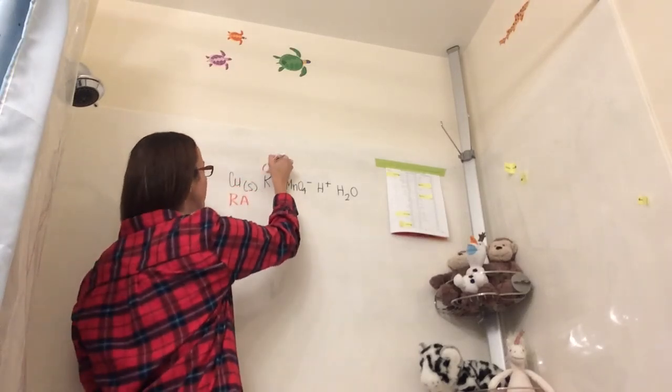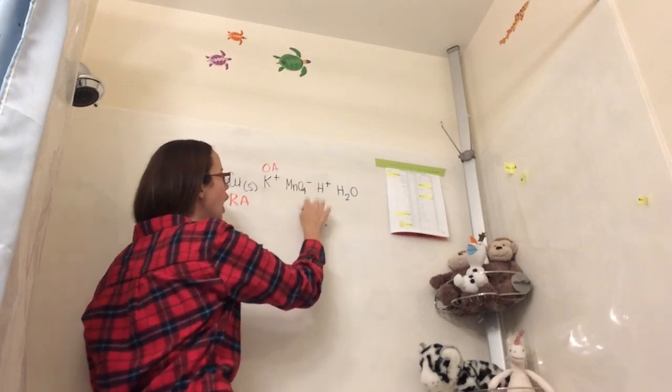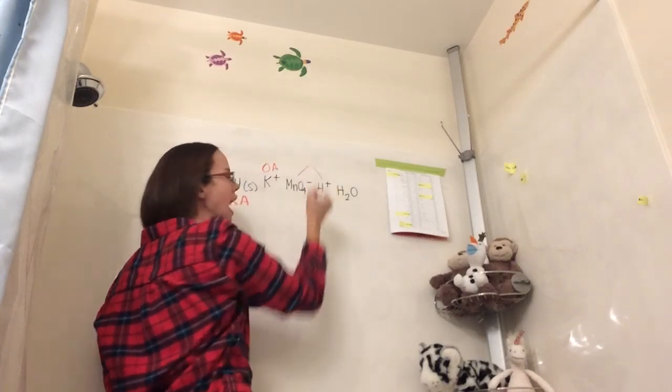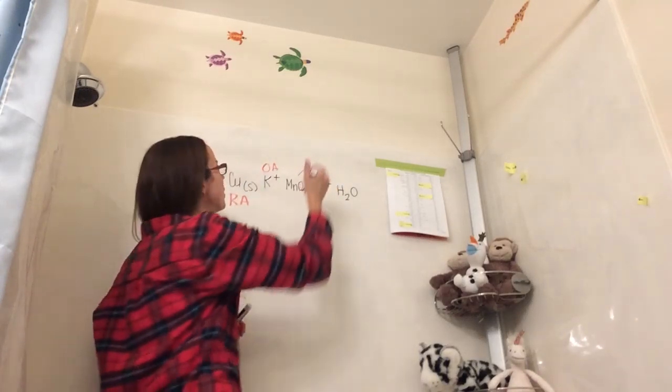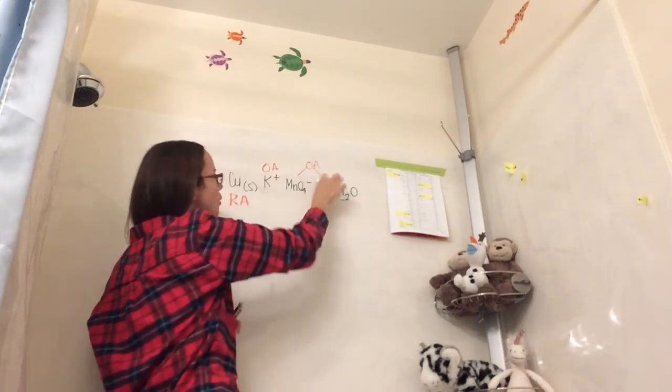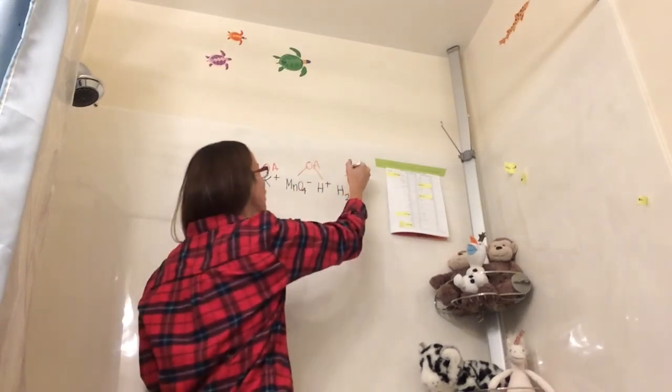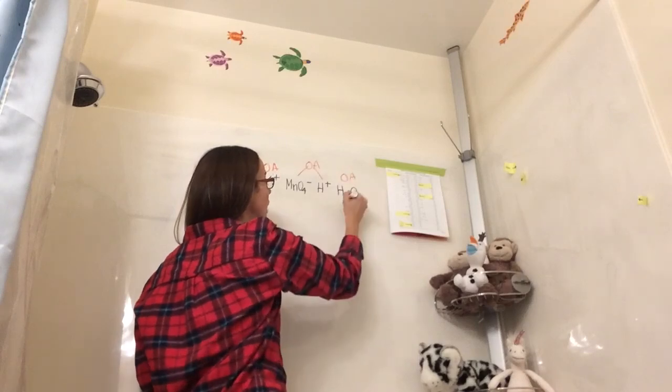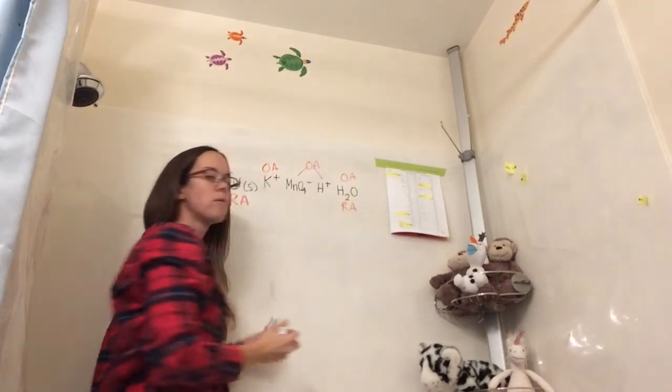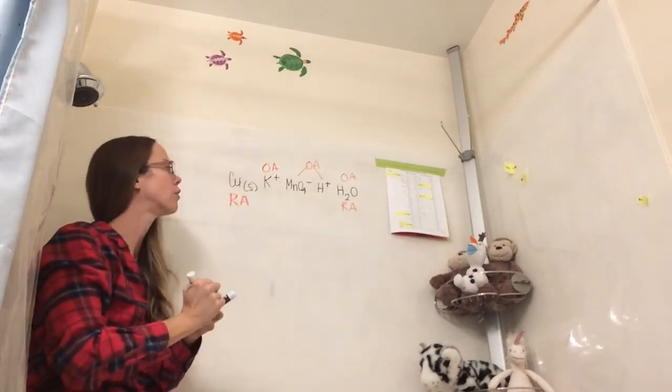Our potassium ion is an oxidizing agent. Our permanganate ion acts as an oxidizing agent, but only with our hydrogen ion. So we put those two together by joining them with a line. And our water acts as an oxidizing agent and as a reducing agent. We find it both on the left side and the right side of the arrows.